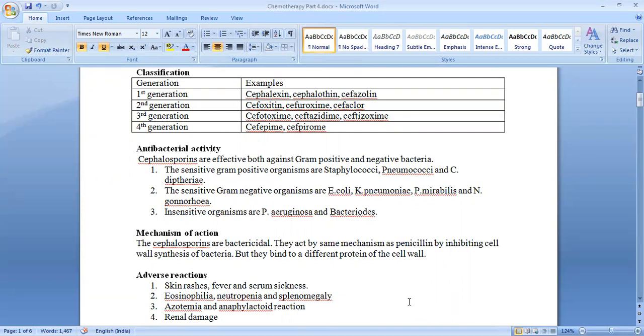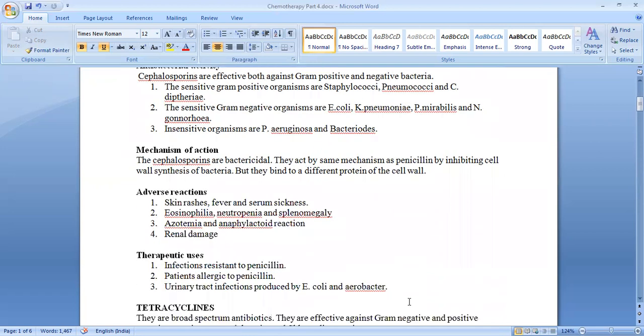But why is it that they are more effective than penicillin? Because they bind to a protein which is slightly different from the one to which the penicillin binds. So because of that, the organisms cannot easily develop resistance to the action of cephalosporins. They are used for treating any infection which has grown resistant to penicillin, or as I said, they are used in patients allergic to penicillin.